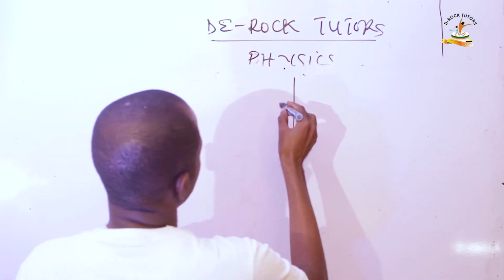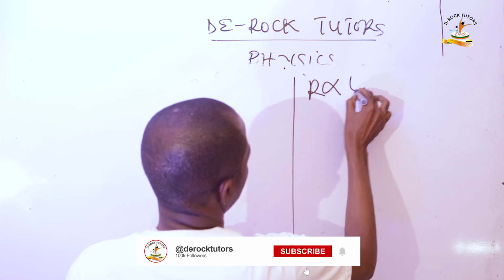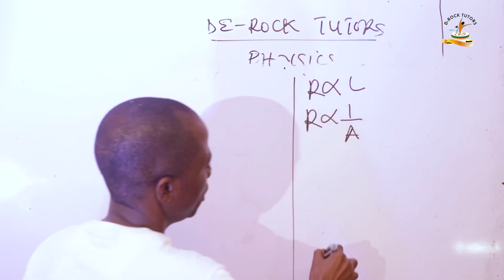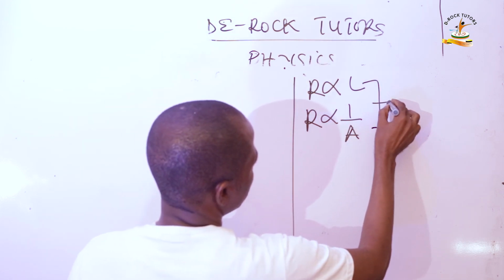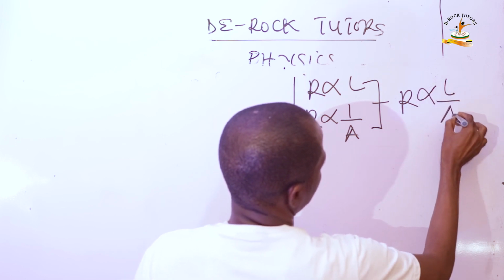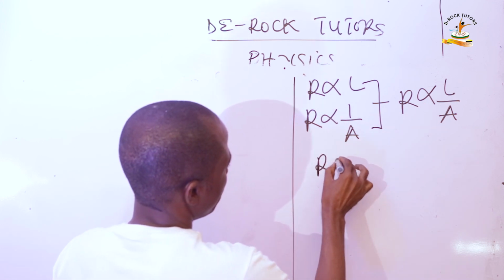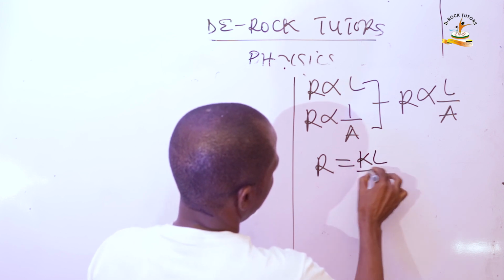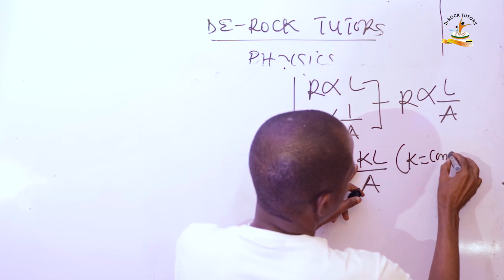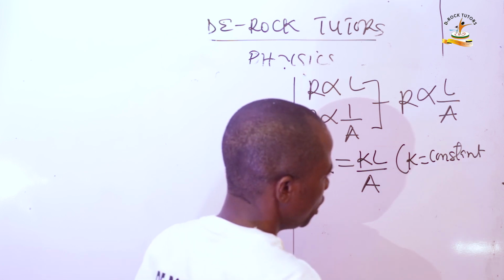Don't forget that the resistance of a wire is directly proportional to the length. Not only that, the resistance of a wire is inversely proportional to the cross-sectional area. So if you combine these two equations, it means the resistance of a wire is directly proportional to L and inversely proportional to A. Now, if you introduce a constant, then we have R is equal to KL over A, where K here is a constant, and this particular constant is called the resistivity of the wire.